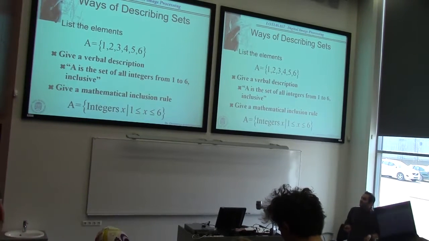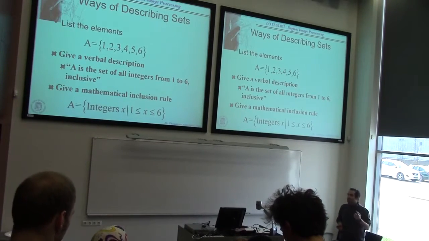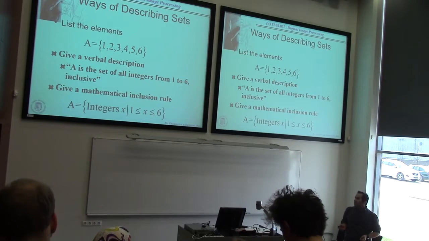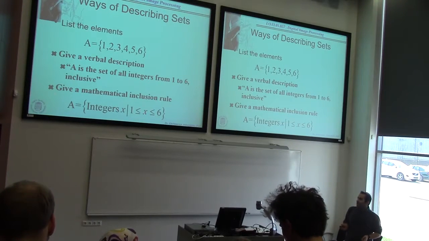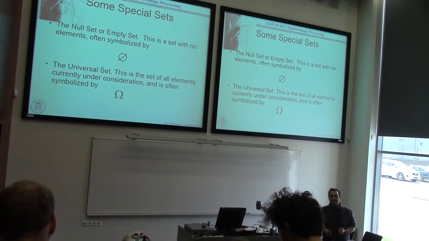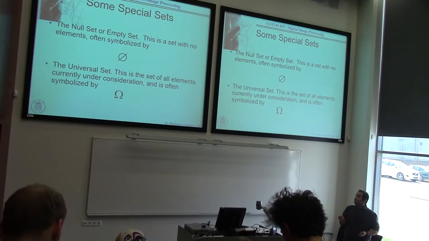And we also usually show a set like this, for example, the set A. Verbally, we say that A is the set of all integers from 1 to 6. And in mathematical form, we can show it like this: A equals the set of integers x where x is between 1 and 6. Also, we call a set an empty set when there are no objects or elements in it. The sign is like this.